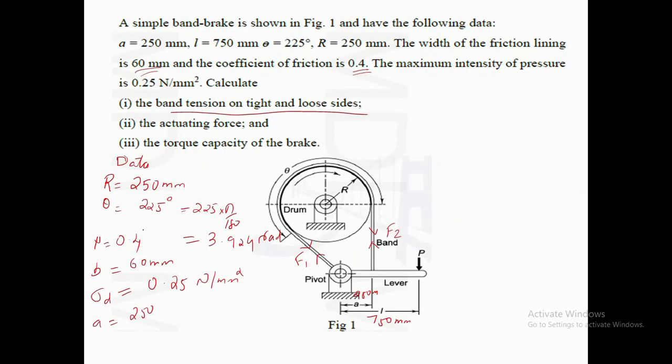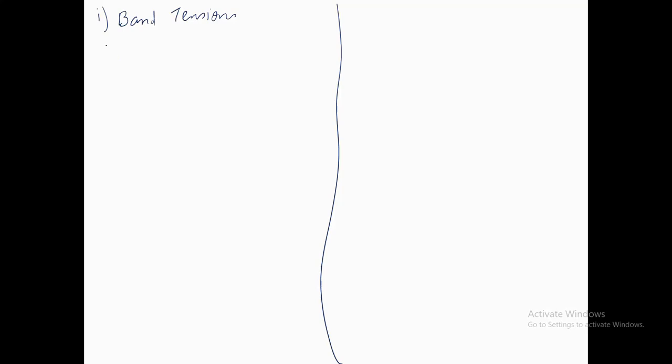So here, from the equation, B is equal to F1 divided by H into sigma D. Sigma D is the intensity of pressure, and H can be calculated from equation 13.18. Here sigma D has been taken, B we know, F1 we don't know, and H we can calculate from the equation above.